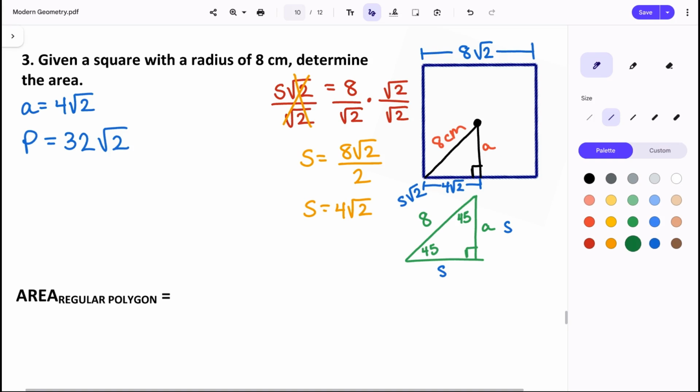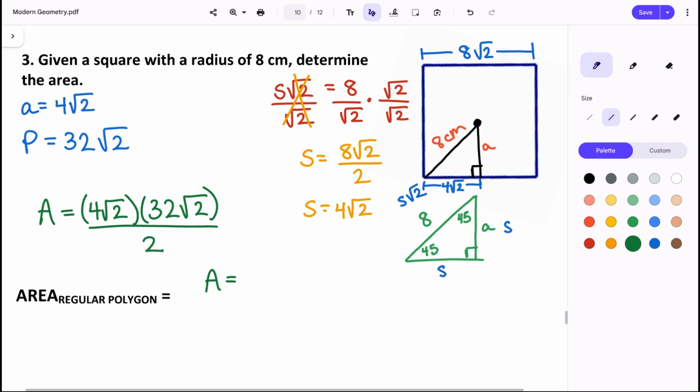Now we can find our area. We've got our apothem. We've got our perimeter. So to find area, we're going to take 4 square root of 2 times my perimeter, which is 32 square root of 2, and then we're going to divide it all by 2. Your final answer should not have a square root in it anymore. Do you guys know why? These square roots are going to cancel each other out. So you're going to have 4 times 32, then it's going to be times 2, because that's what this is going to become, and you're going to divide by 2.